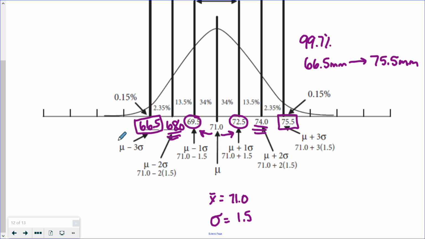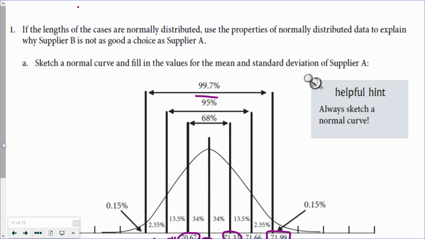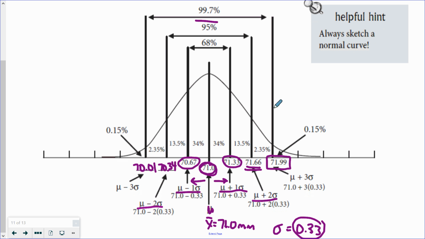So those are the two normal distributions for supplier A and B. I guess I didn't write this on the other one. So 99.7% of the data is between 70.01 and 71.99 millimeters.